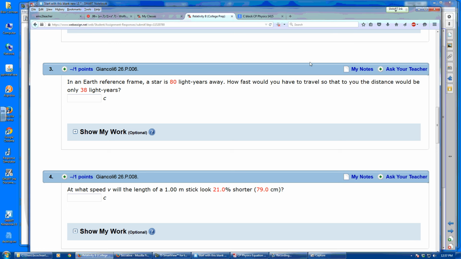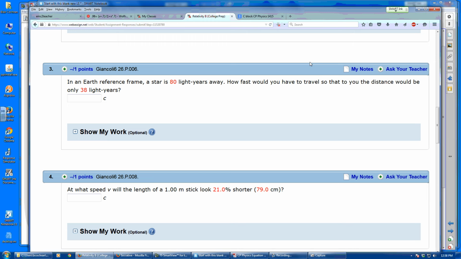All right, we're going to do number 3. In Earth's frame of reference, the star is 80 light years away. How fast do we travel so the distance would be only 38 light years? Remember, the length isn't going to change in the Earth's frame of reference, but in your frame of reference, sitting in the spacecraft, you're not moving, the universe is moving, so this star approaches you. If the universe is moving, then the distance measured in the universe gets smaller from your frame of reference. So the star isn't 80 light years away anymore, it's 38 light years.